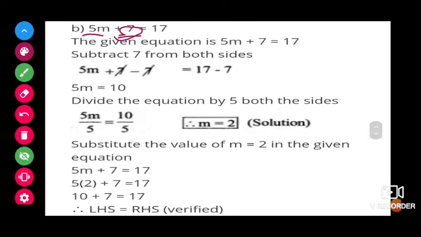Okay, so here plus 7. If you want to remove it, minus 7. So 5m plus 7 minus 7. The same minus 7 we have to do on this side also. Now here plus 7 minus 7 will get cancelled. The remaining is 5m is equal to 17 minus 7, 10.